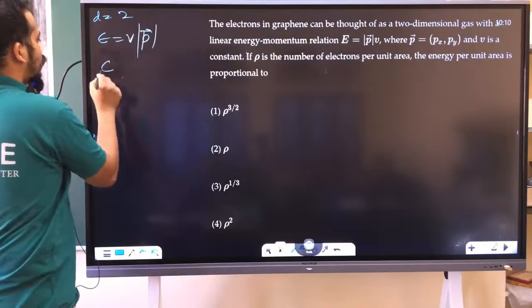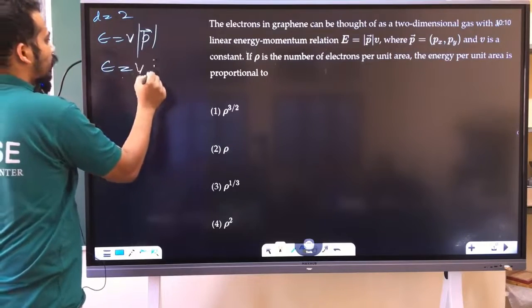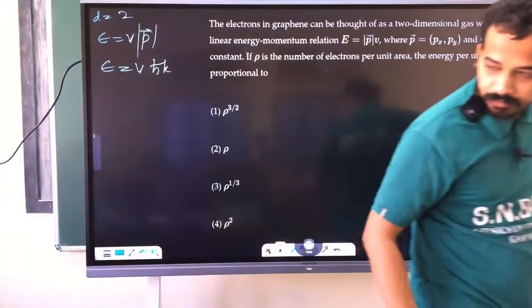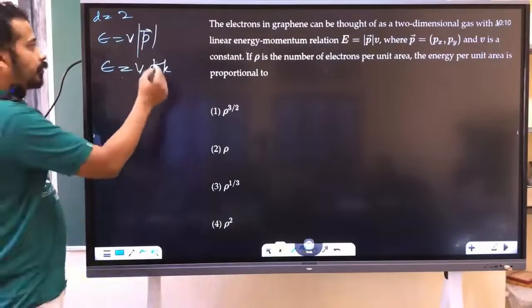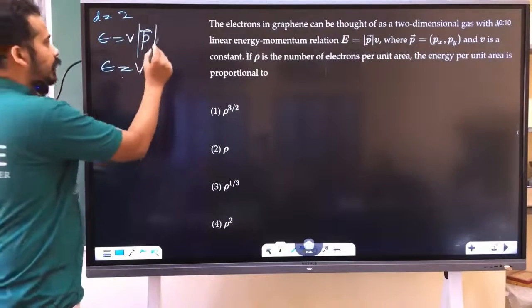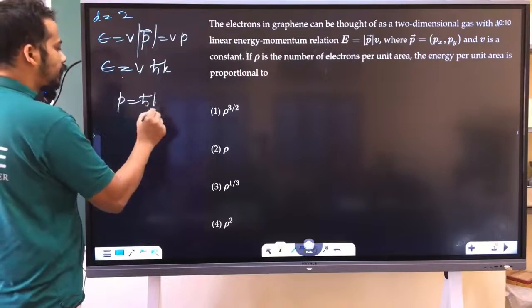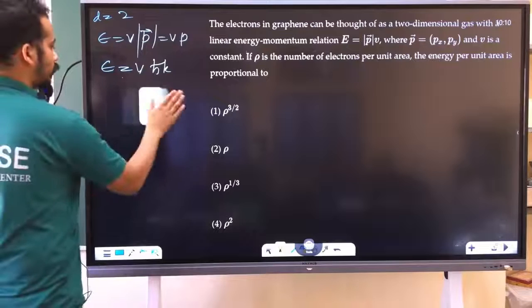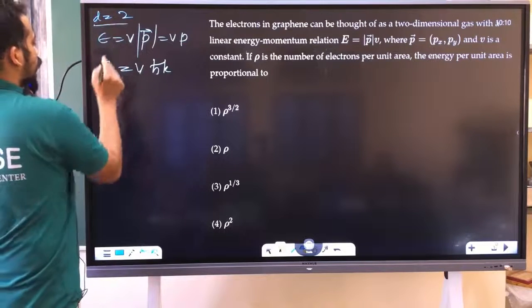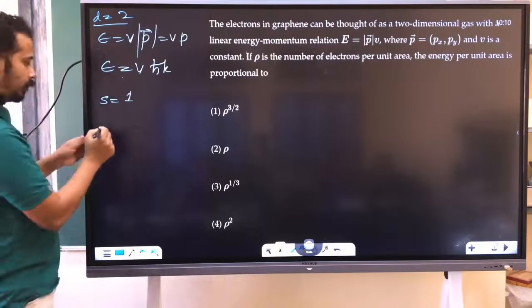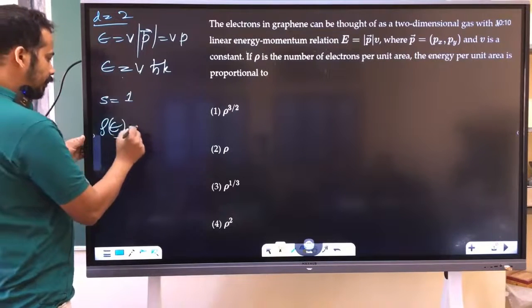Then E is equal to V into h bar into the modulus of K, the magnitude value, h bar into K, I mean K to the power 1, isn't it? So I'll write it as just V into P, where the magnitude of P is equal to h bar into the magnitude of K. So that's why D is equal to 2, then S is equal to 1. Rho of E is equal to some constant.